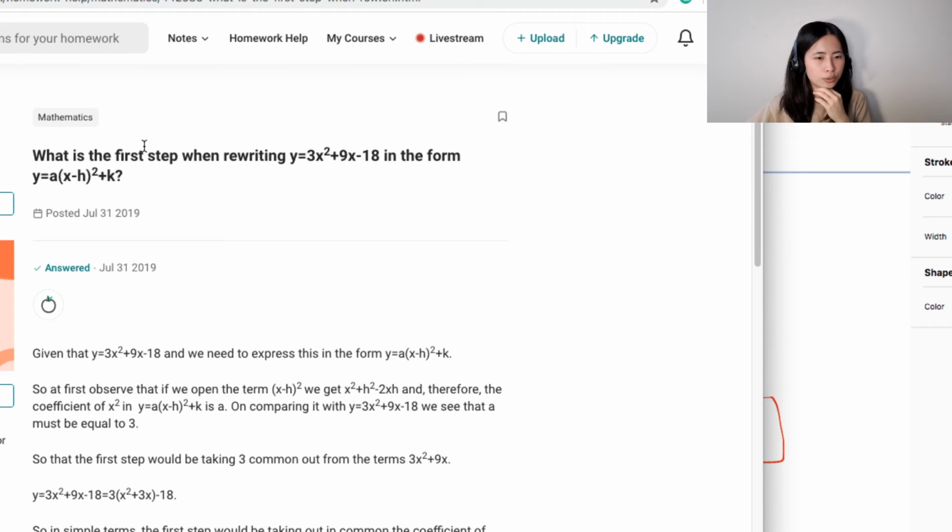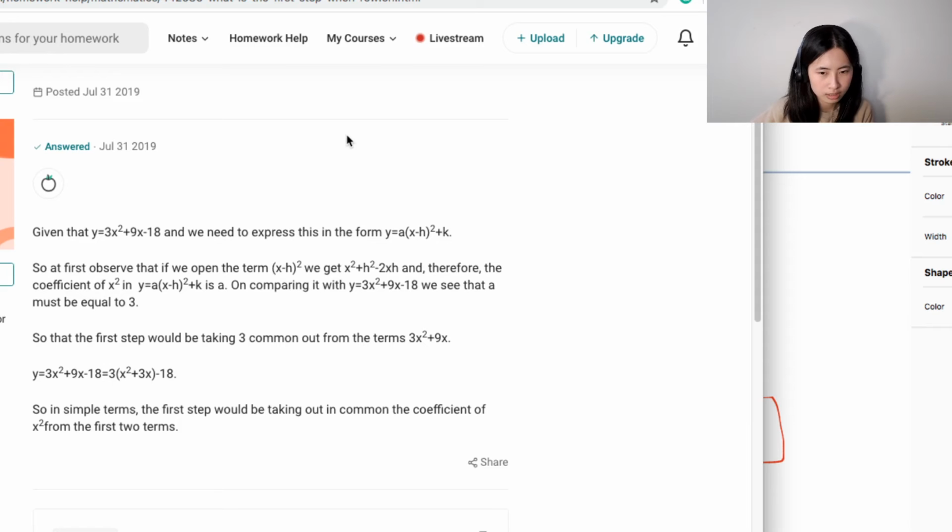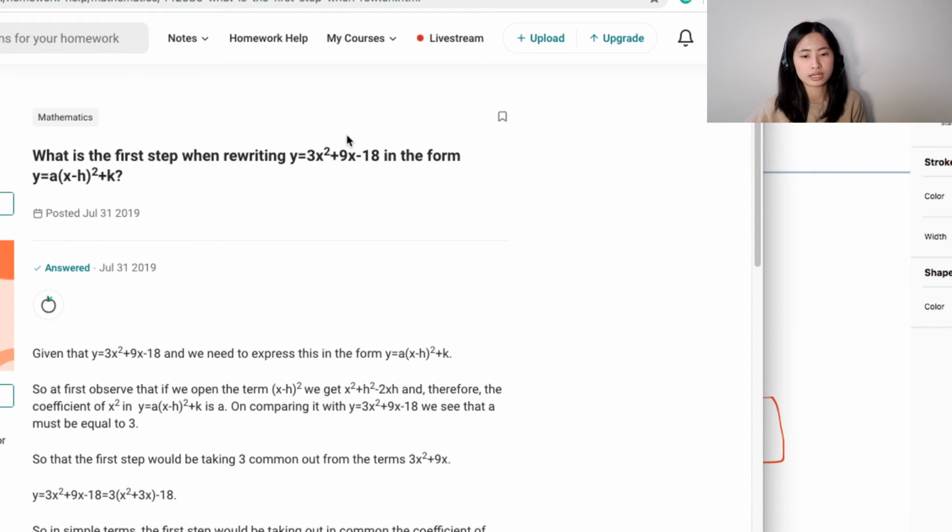Okay, here. It says, what is the first step when rewriting y is equal to 3x squared plus 9x minus 18 in the vertex form? Hopefully by now you know what the vertex form is, which is y is equal to a(x minus h) squared plus k. And this is what you call the standard form, ax squared plus bx plus c. In this case, this is minus c, but you get the point. The standard form is basically this, and you have the vertex form.